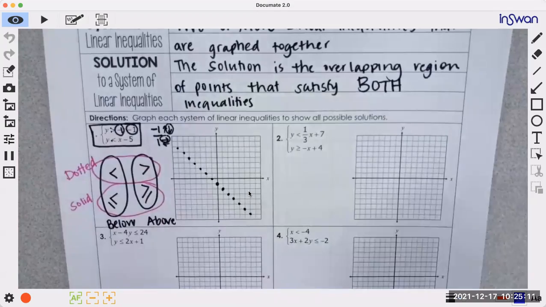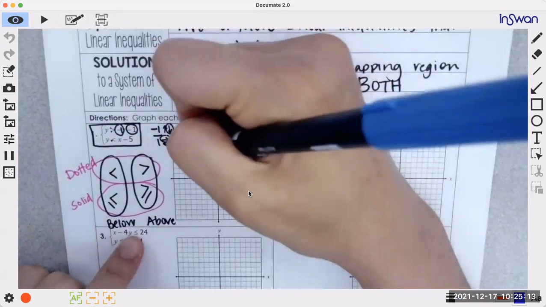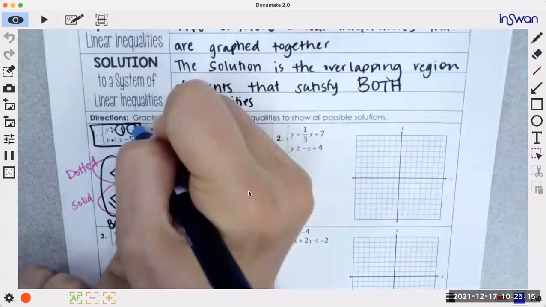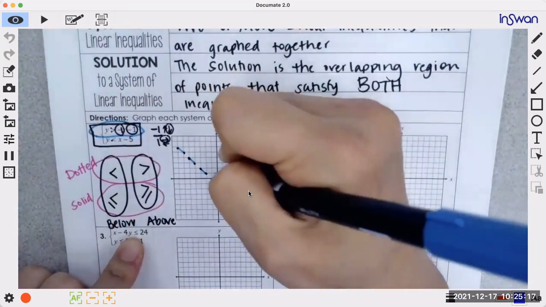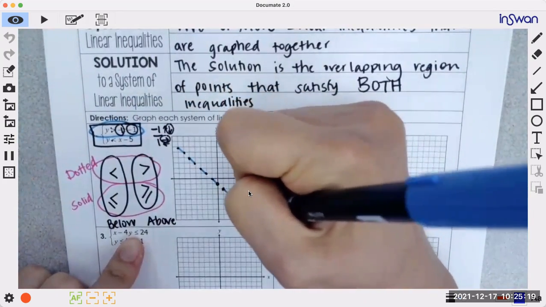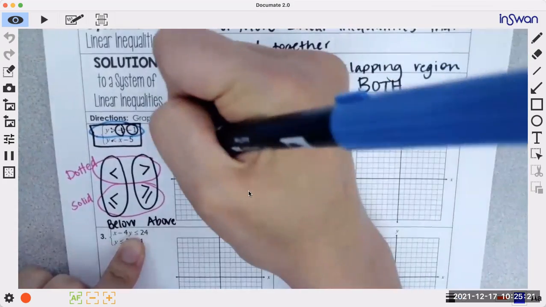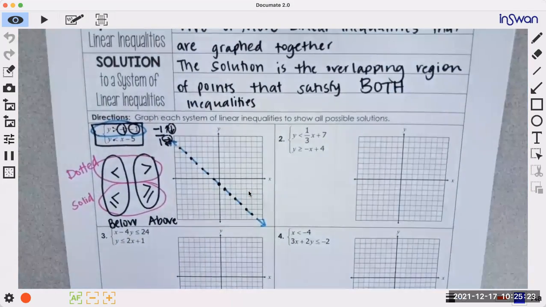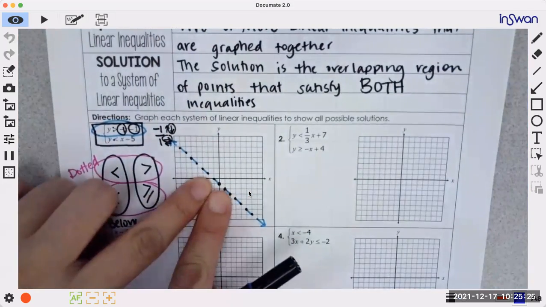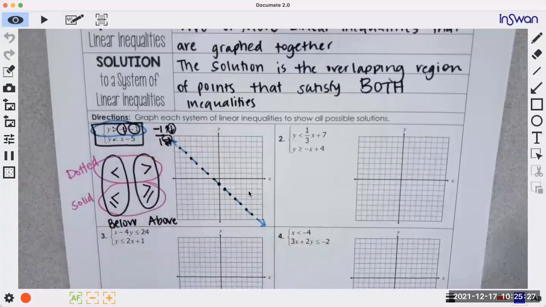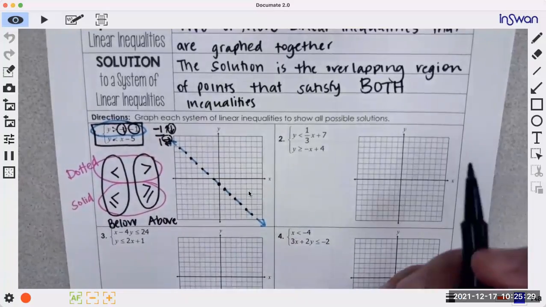If you want to use your colors at this point, I'm going to choose blue for this first one and do everything for the first one in blue. Use arrows, and for these, you really have to go ahead and graph all the way edge to edge. That's the best way you can see your answers when you start coloring.